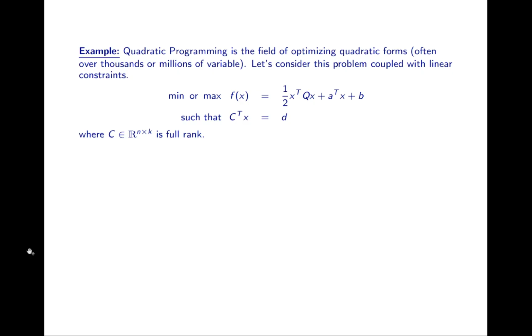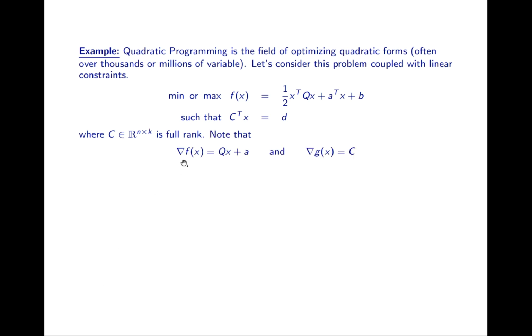So quadratic programming is the field of optimizing quadratic forms, often over thousands or even millions of variables. So let's consider this problem coupled with linear constraints. Suppose we want to minimize or maximize f, where f is a quadratic function, with the constraint that C transpose x is equal to D.